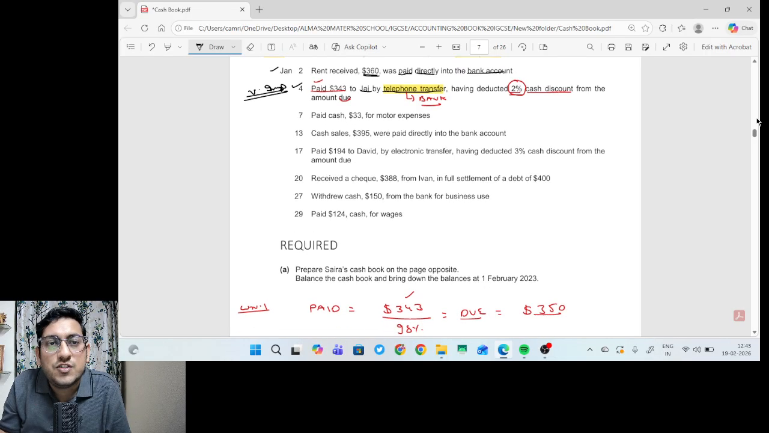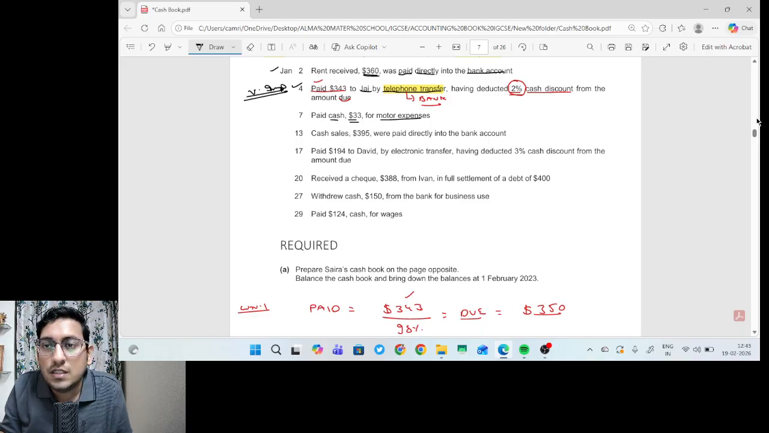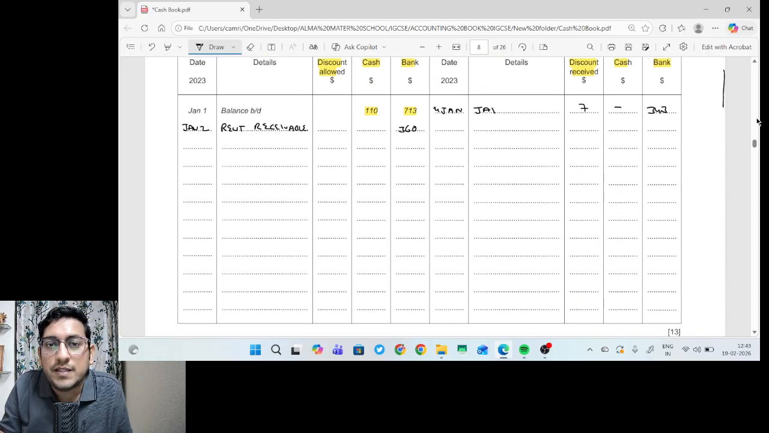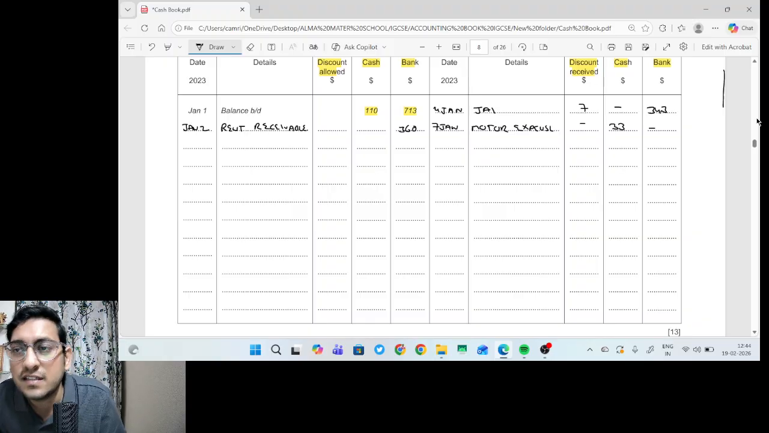Entry number 7, January 7. Paid cash $33 for motor expenses. So what will be the entry? Motor expenses account debit, cash account credit. That means cash goes out. So on 7th January, we will write motor expenses. And how much value we have paid? We have paid $33 in cash. So in cash column, we have credited $33.